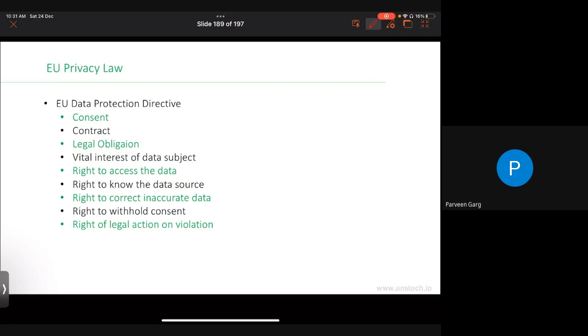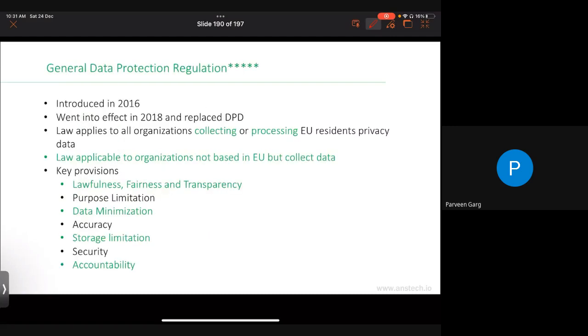Most important is EU privacy law. So EU privacy law first was the Data Protection Directive. It came in 1994. It gave certain privacy rights to all EU citizens, but it was replaced by the General Data Protection Regulation. So a question gets asked: which privacy regulation was formulated and introduced in 2016 and implemented in 2018? Okay, for protecting the privacy of EU citizens, it is GDPR.